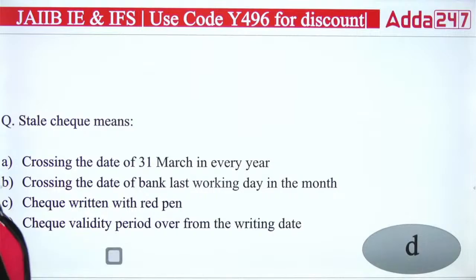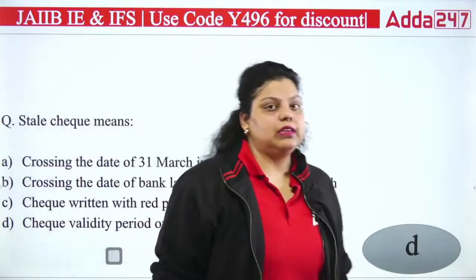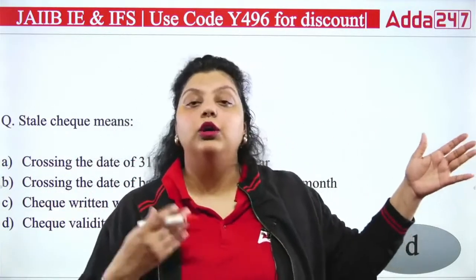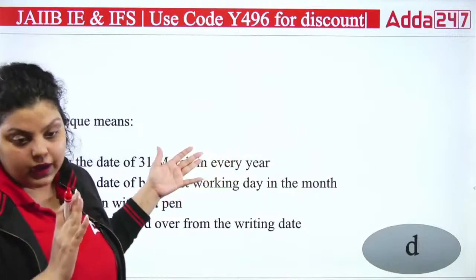So do remember there are multiple types of checks we have. A stale check means the invalid check. And why did this check become invalid? Because the validity of the check is expired.